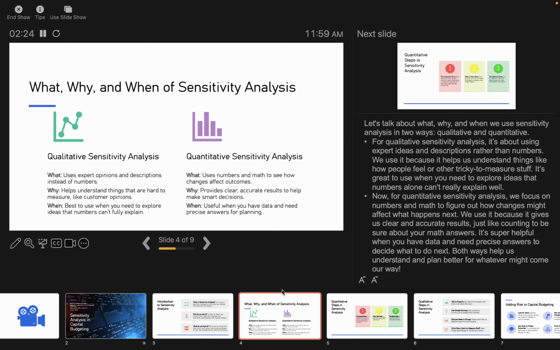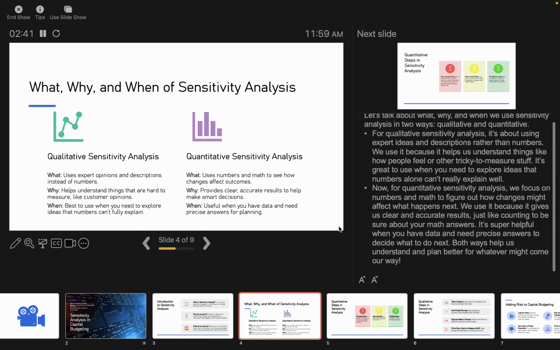Now, for quantitative sensitivity analysis, we focus on numbers and math to figure out how changes might affect what happens next. We use it because it gives us clear and accurate results, just like counting to be sure that your math answers are correct. It's super helpful when you have data and need precise answers to decide what to do next. Both ways help us understand and plan better for whatever might come our way.